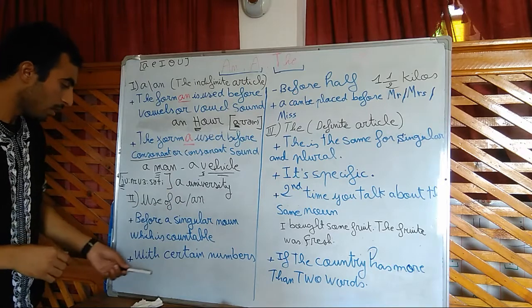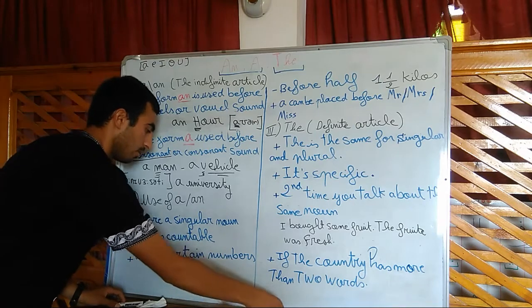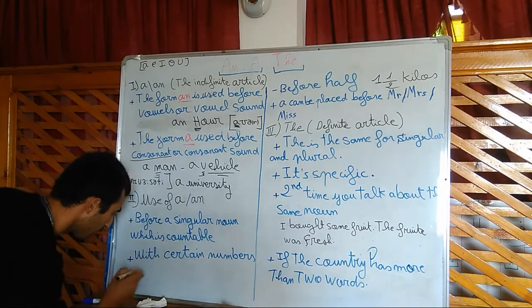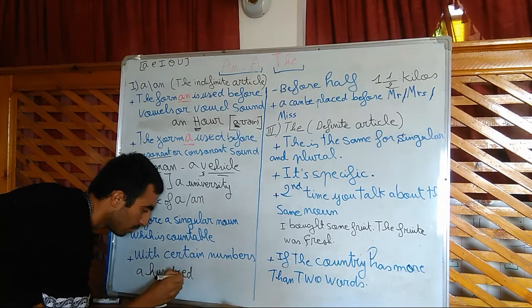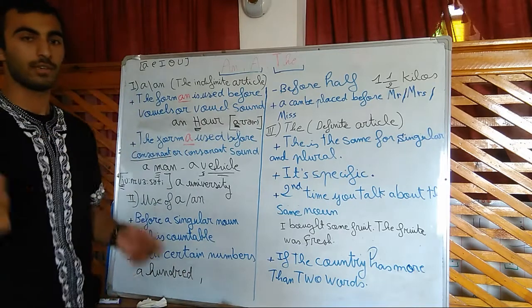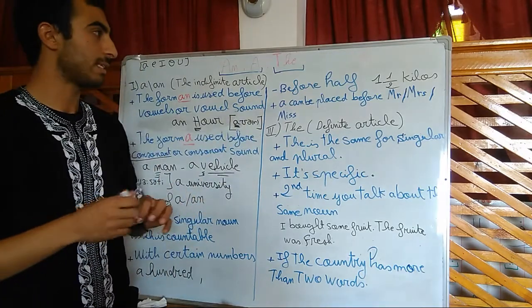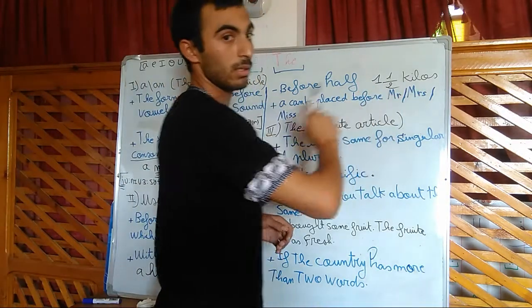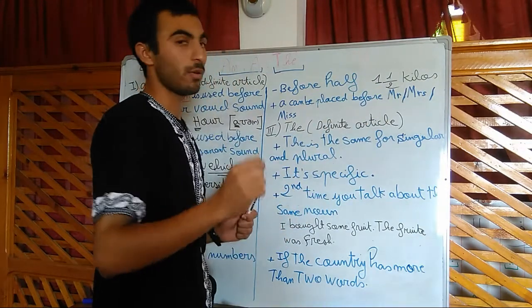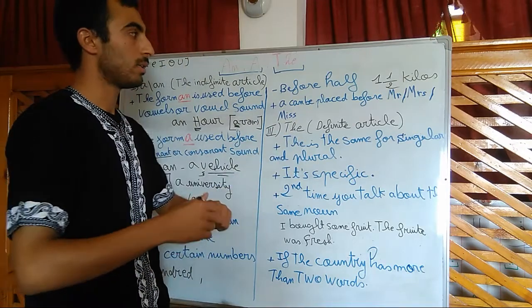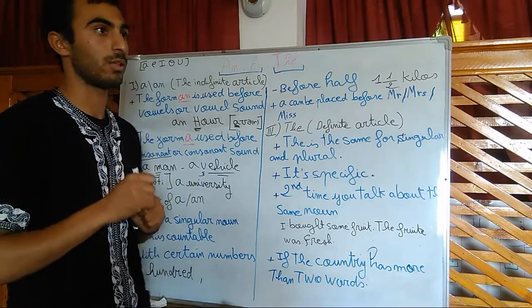Good. We also use them with certain numbers, for example, a hundred. Let me write it. A hundred, and another, a thousand, for example. Or before half. For example, how can we read that? 1.5 kilos: one and a half kilos, or a kilo and a half. Always a comes before half. That is another thing that you should know.